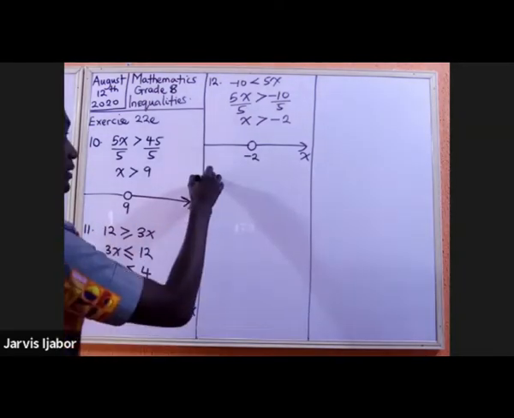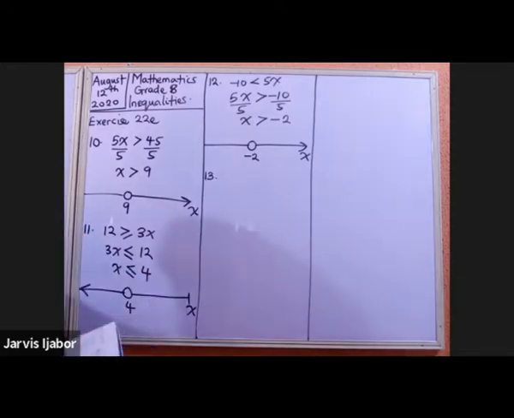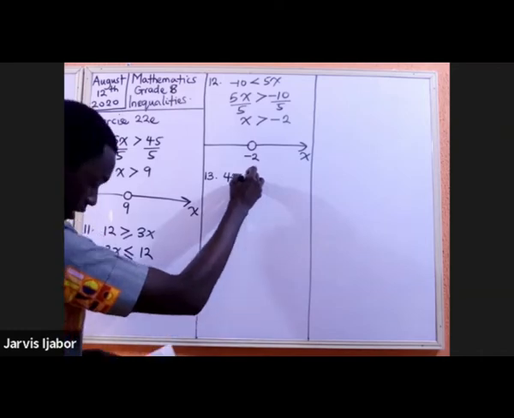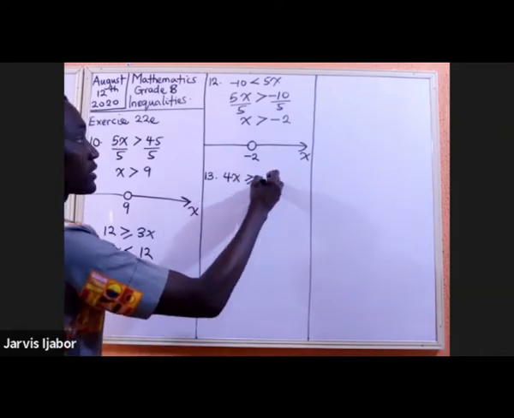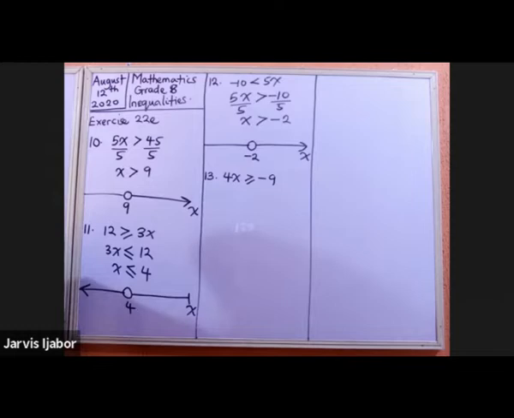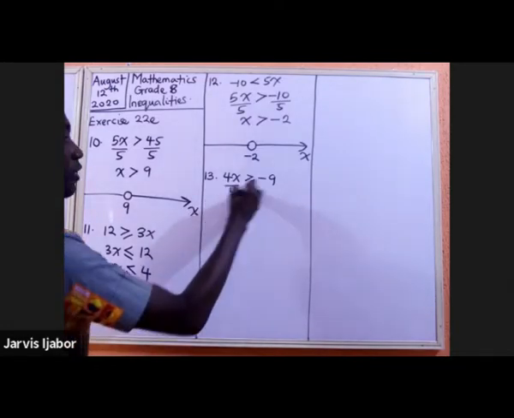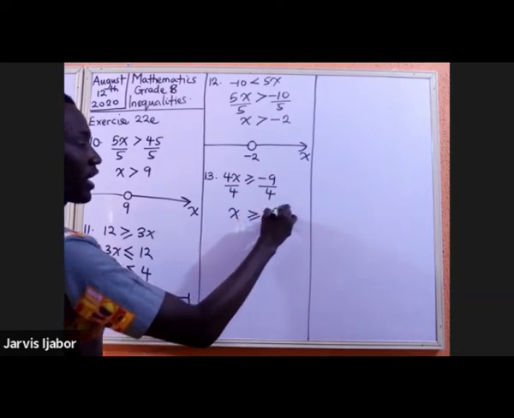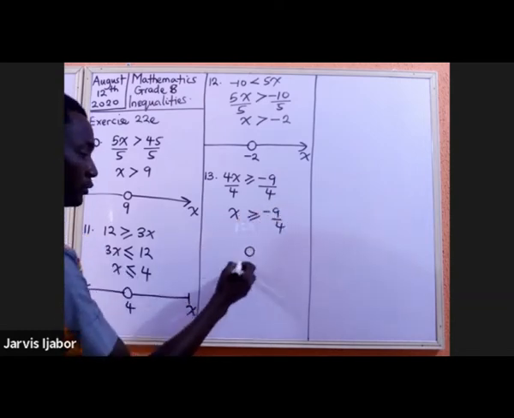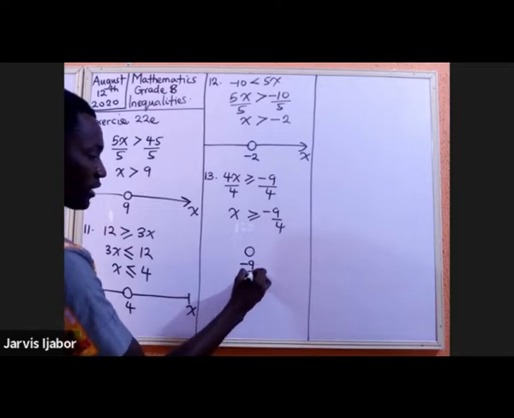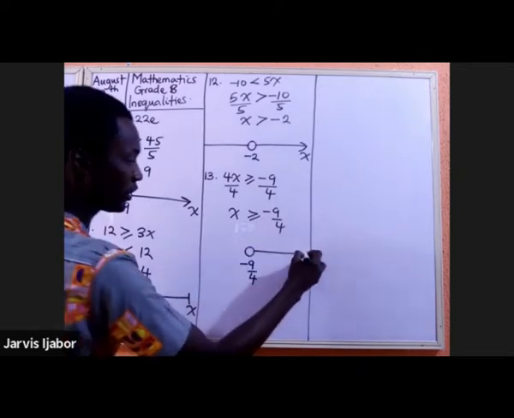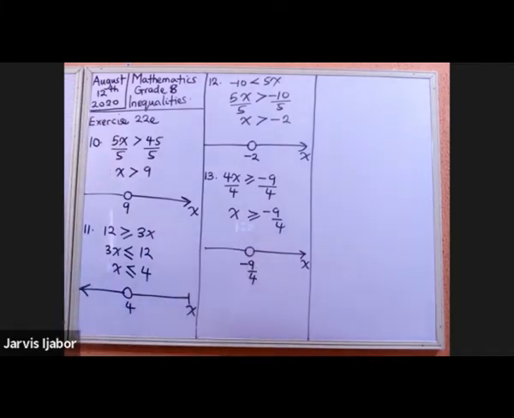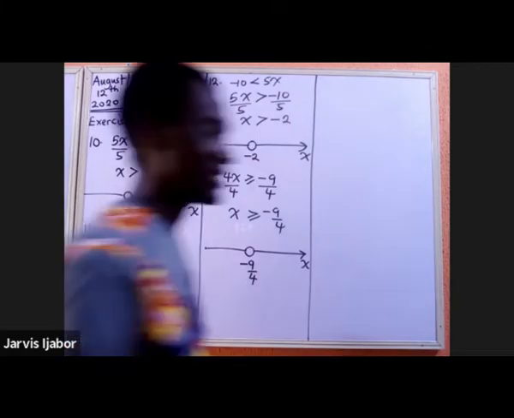Question 13. In question 13, we are told that 4x is greater than or equal to negative 9. So what do you do? You divide both sides by 4. I'm going to add that x is greater than or equal to negative 9 over 4. You draw your bubble, put your negative 9 over 4, going in this direction, x. All right. So that's for question 13. So it's quite interesting and straightforward.